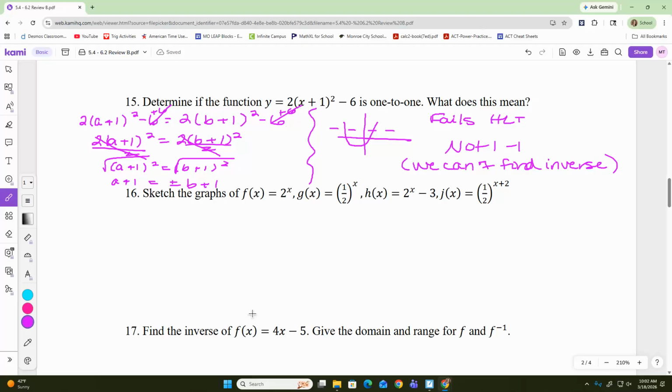All right. 16, you guys were okay with. Make sure f and g are just your parent functions, but when you do h and j, I would expect you to plot the parent function and the final graph. All right, anything else on this page that you would like me to look at?